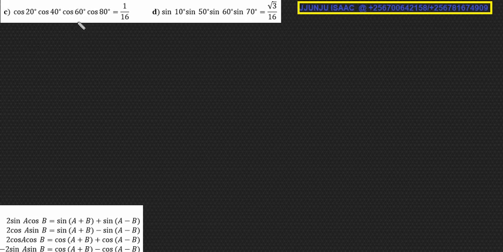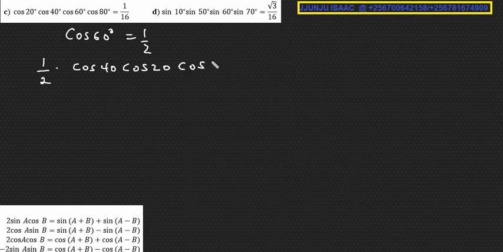So as I can see here, there is a cos 60, which is a half. So I can just get that out straight away. So I'll be having a half times cos 40, cos 20, cos 80. This is the left hand side now.